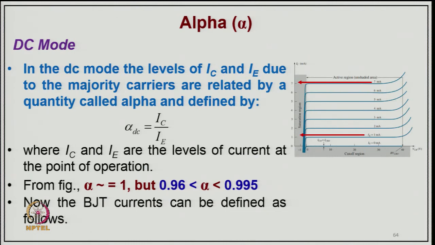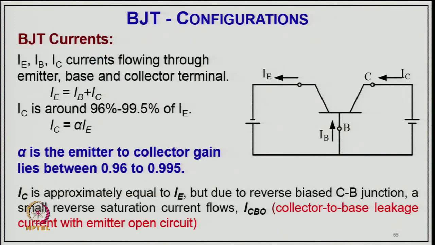Now, defining a gain, we call it alpha. In the DC mode, from this output characteristic, the levels of IC and IE due to the majority carriers are related by a quantity called alpha, defined as alpha equal to IC upon IE, where IC and IE are the levels of current at the point of operation. From alpha we can say it is around 1, but the practical alpha is 0.96 to 0.995.